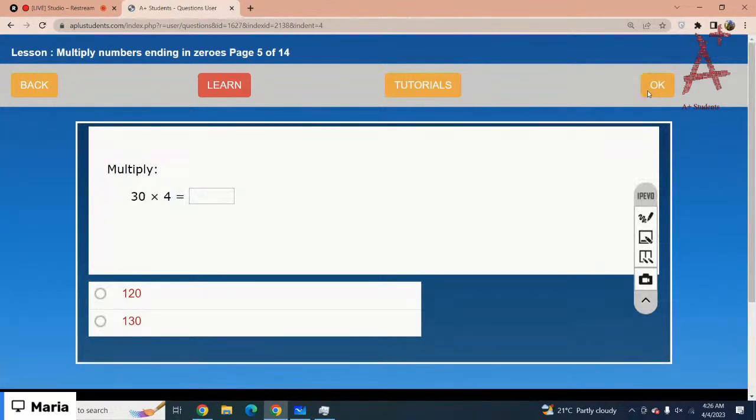Okay, the next one is 30 times 4. 4 times 3 is, yes, 4 times 3 is 12. So it would be 120.